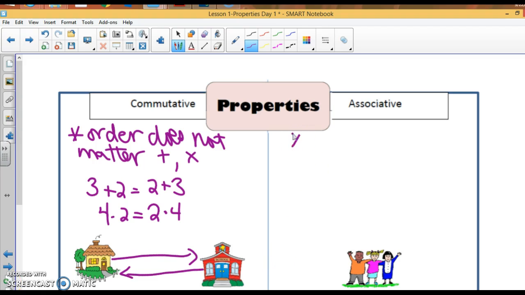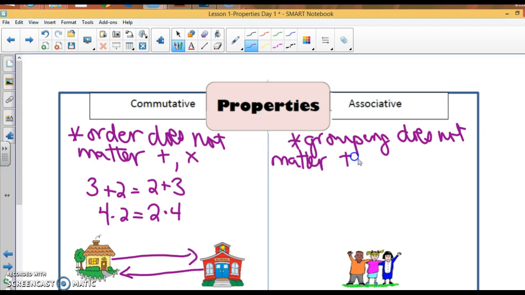The associative property says grouping doesn't matter. Again, this is for addition and multiplication. An example would be the quantity 2 plus 3 plus 4 is the same as 2 plus the quantity 3 plus 4. Because look at this. On the left side, 2 plus 3 is 5, 5 plus 4 is 9. Over on the right side, 3 plus 4 is 7, 7 plus 2 is 9. You get the same thing either way. That is the associative property.